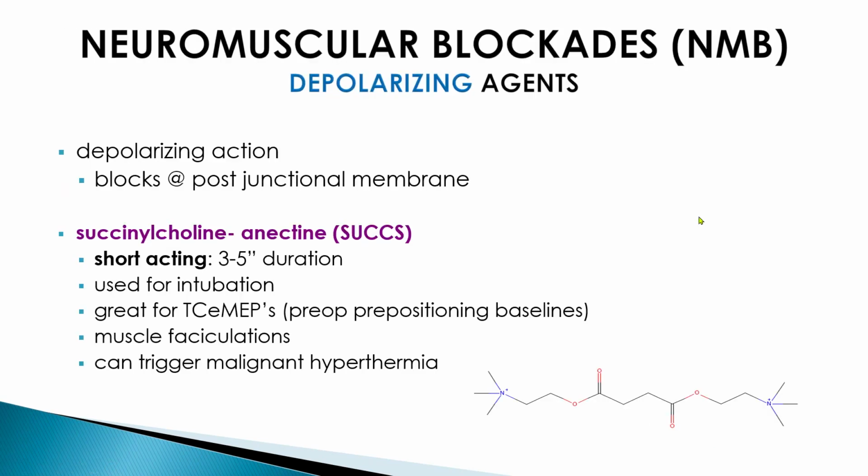Let's talk about types of neuromuscular blockade. There's depolarizing agents and non-depolarizing agents. Succinylcholine is a depolarizing neuromuscular blockade. It's very short-acting, about 3 to 5 minutes, and it's often used for intubation, right? It only takes a couple of minutes to intubate a patient. It's great for transcranial motors because it wears off right away.